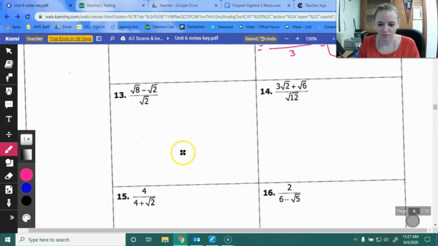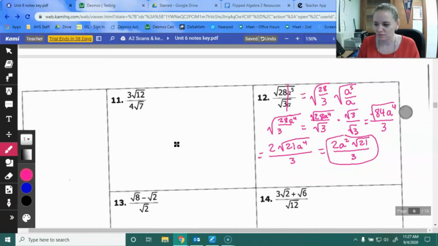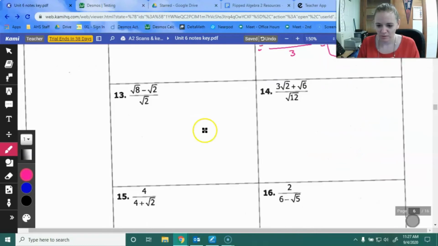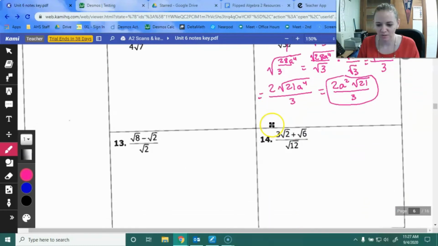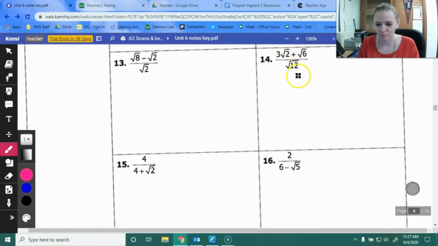Interesting. So now we're going to get into, are we at the conjugate part yet? No, but I'm going to go ahead and show you kind of how to start one like this where you have a binomial in the numerator, because we haven't done that yet. So this is a binomial, this is a monomial. So we're going to start out, we want to get rid of this. So let's go ahead and multiply by the radical 12.